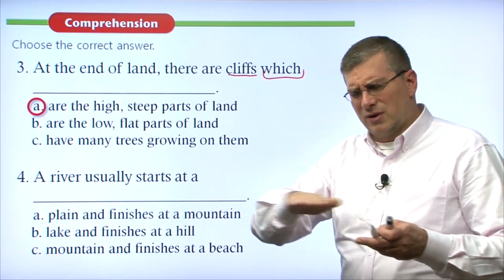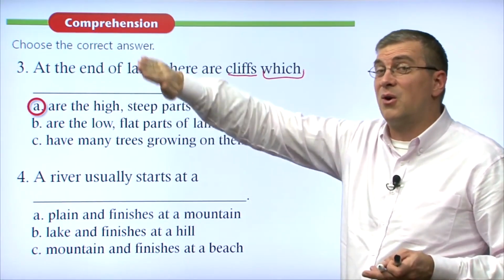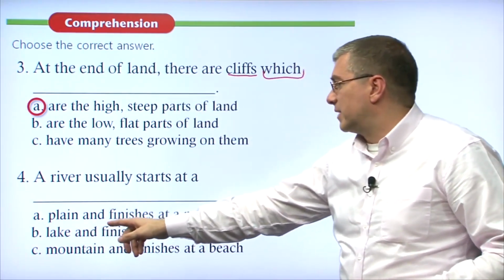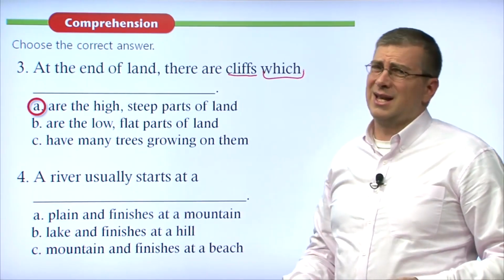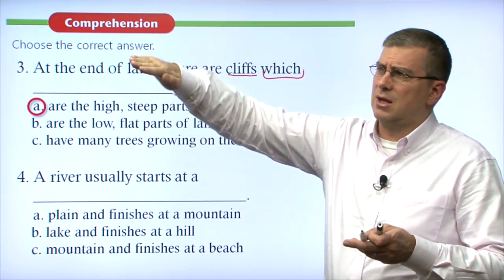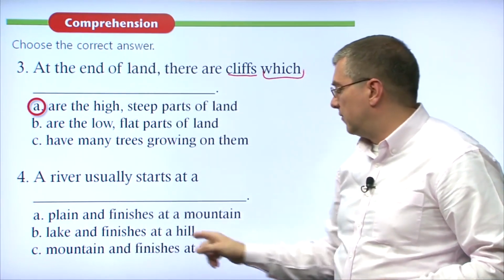So the river starts at a plain and finishes at a mountain? That would be strange because the river would be flowing the wrong way. So A is not correct. B, starts at a lake and finishes at a hill. Again, that's kind of strange. Why would a river start at a lake and then finish at a hill? That's also going up. A river usually starts at a mountain and finishes at a beach.